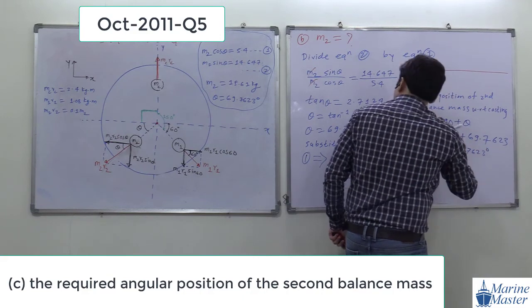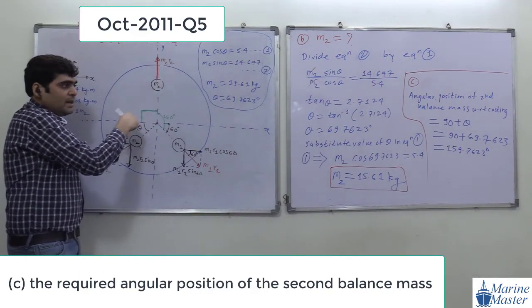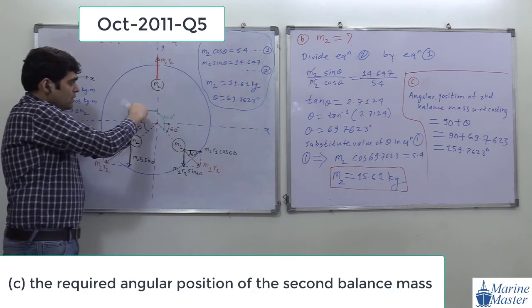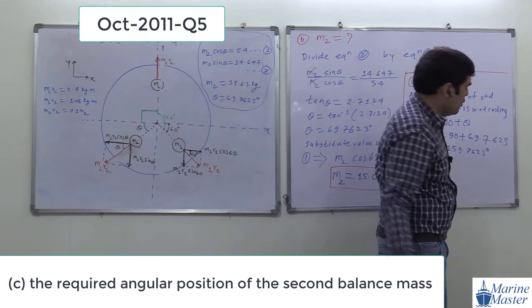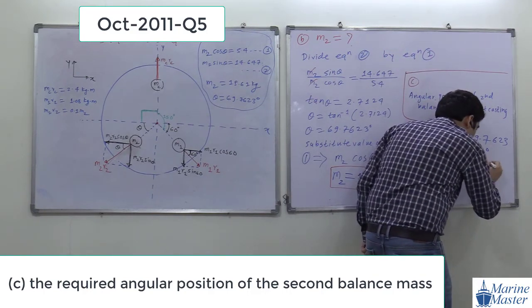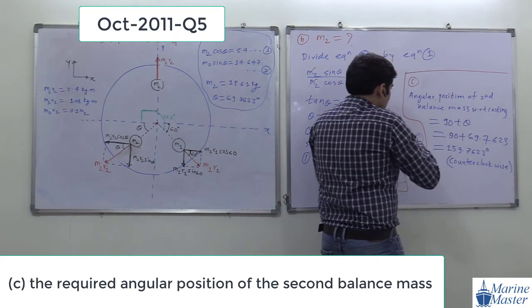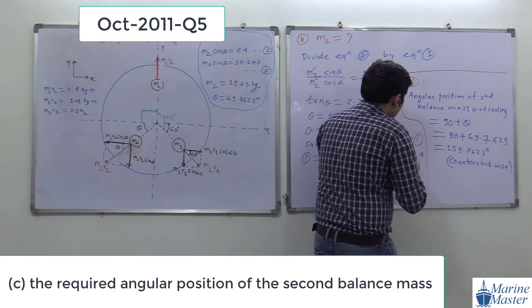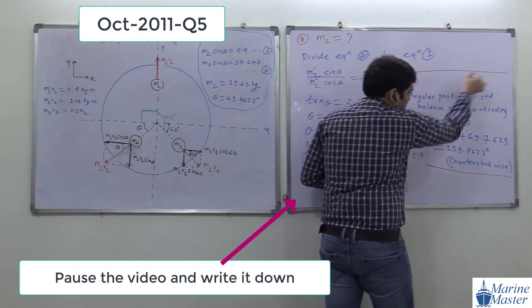That is 159.7623 degrees. Is it clockwise or anti-clockwise with respect to casting for the second balance mass? Counterclockwise. Instead of anti-clockwise we can say counterclockwise, CCW. Okay guys, are you getting my point? So this will be our answer for C part. This is our answer of C1. Make it in a box.